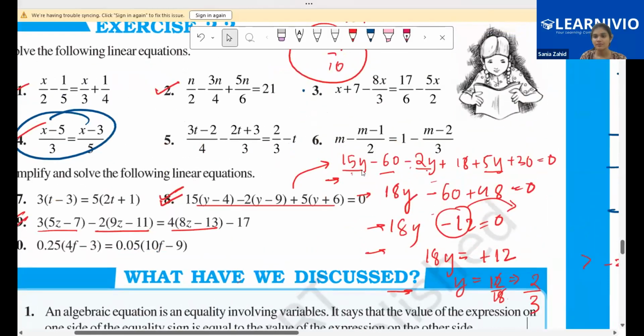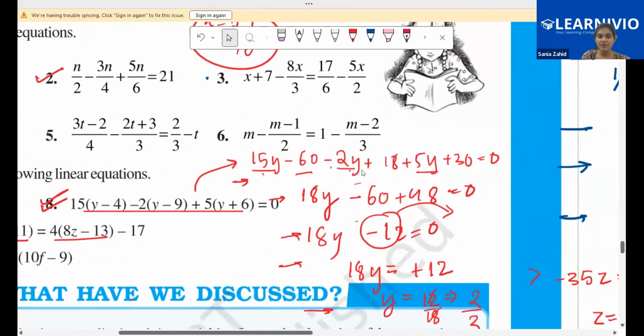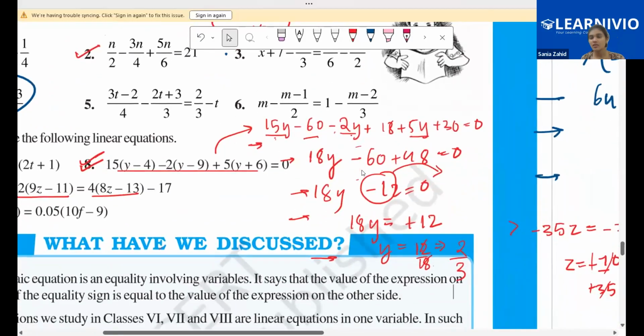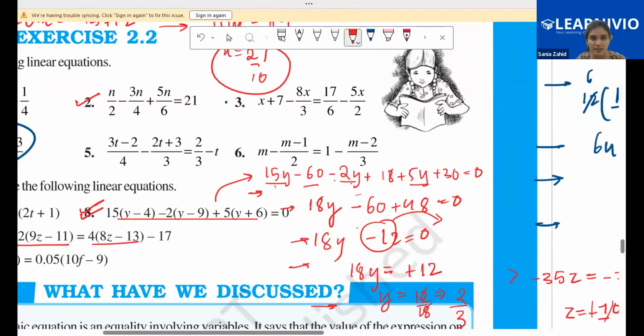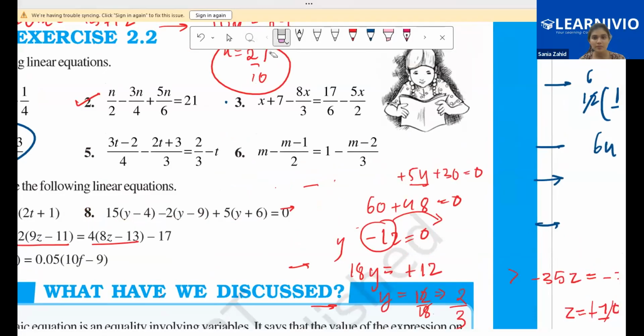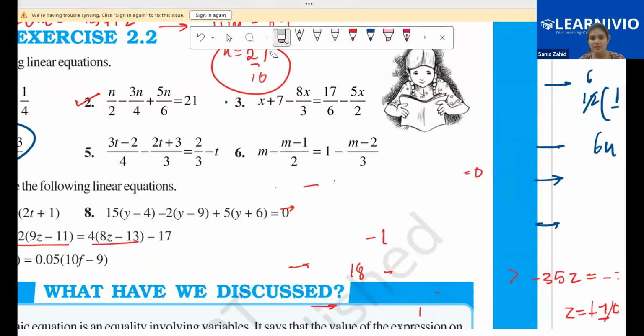Children, if anybody didn't understand, you can take a screenshot quickly. Okay. Now let's come to question number 5 and 6. Now these are also another important questions that we have. Quickly do them. Do 5 and 6 together only. Do question 5 and question 6.